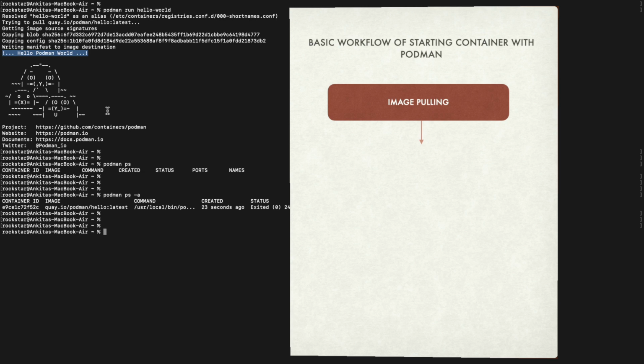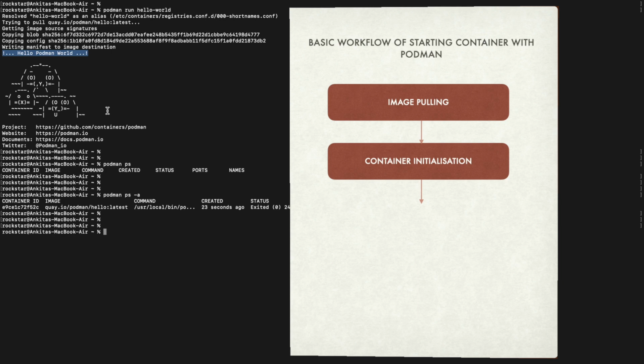Container initialization: once the image is pulled, Podman initializes a container instance based on that image. In the case of Hello World, this container does a simple task, often printing a Hello World message.